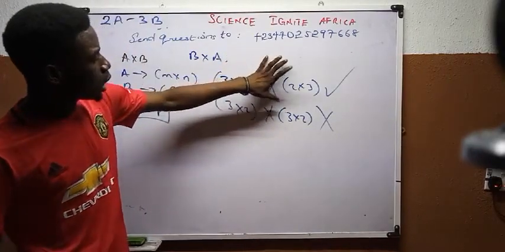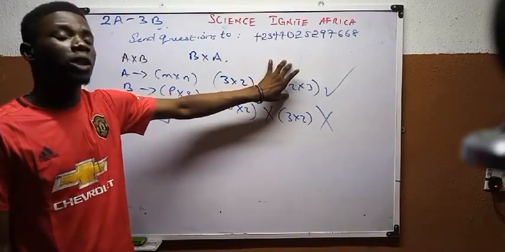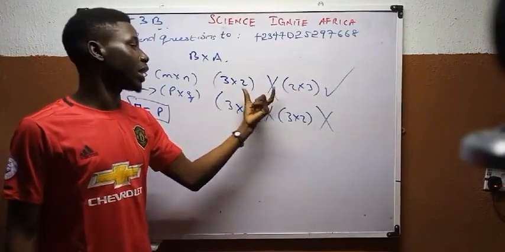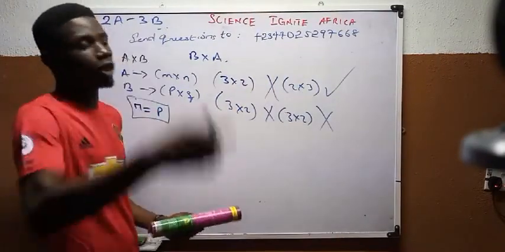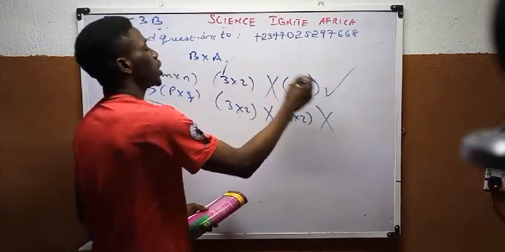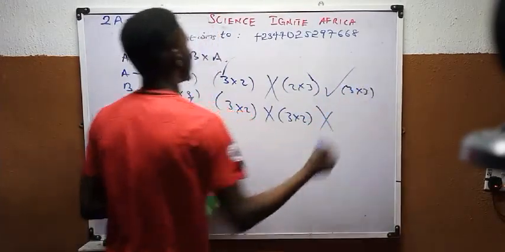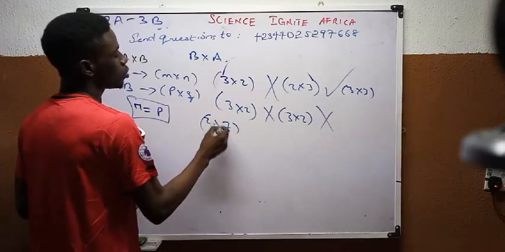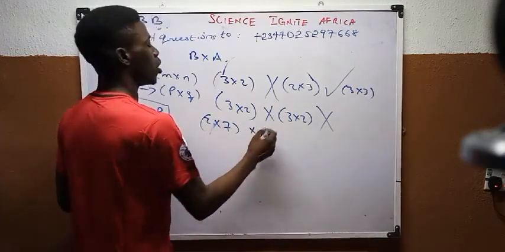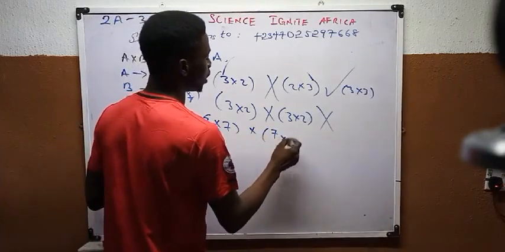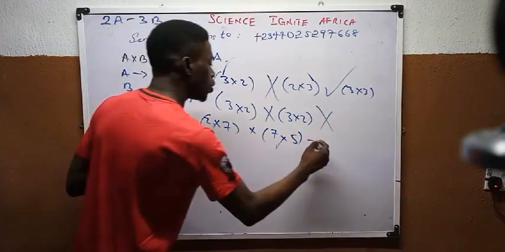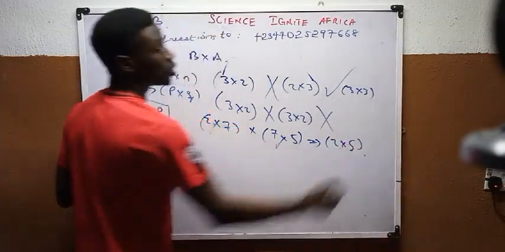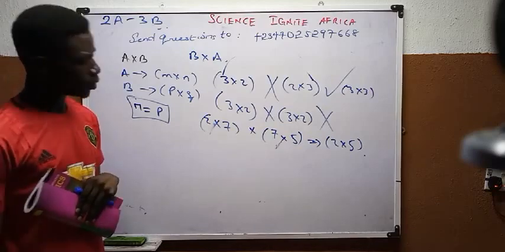Now, another thing that should guide us when multiplying is that when the two matching dimensions are dropped, the dimension of your new matrix will be the remaining two, which is 3 by 3 here. So if I multiply a 2 by 7 matrix with a 7 by 5 matrix, what will I get at the end of the day? I will get a 2 by 5 matrix.